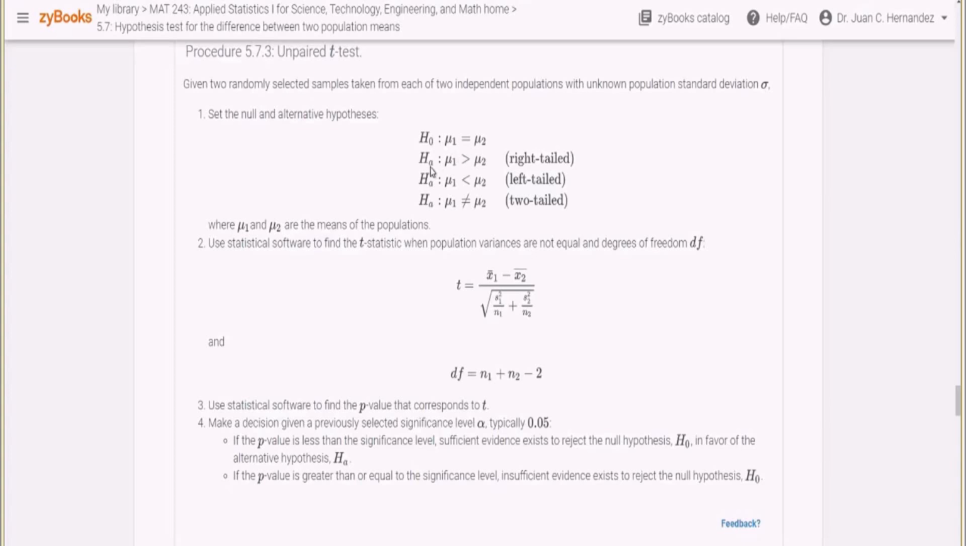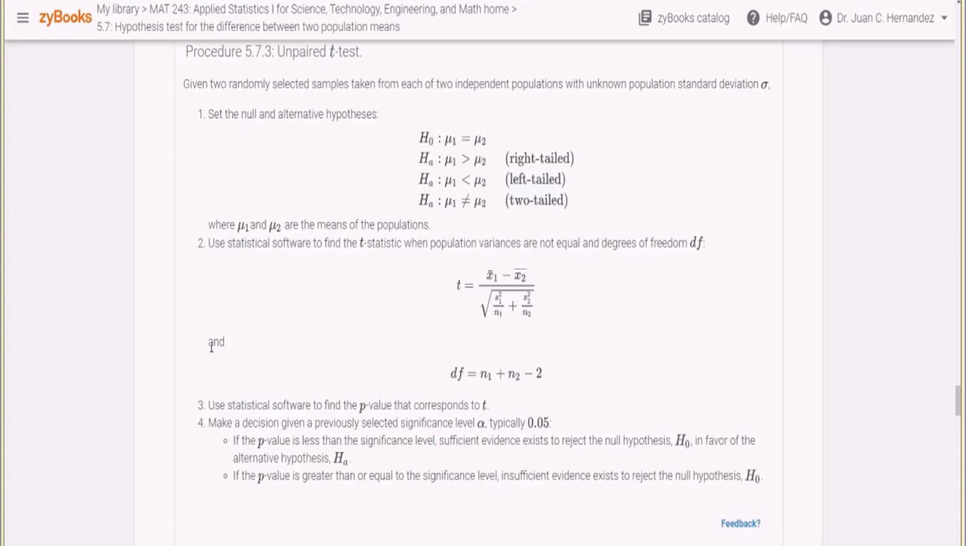The alternative hypothesis can take, again, 3 different types based on the problem statement. The first can be mu1 is greater than mu2, or mu1 is less than mu2, or mu1 is not equal to mu2. So you calculate your test statistic t, which is the mean for the first sample minus the mean for the second sample, and then divided by this. All of this data will be given to you when you have a sample.